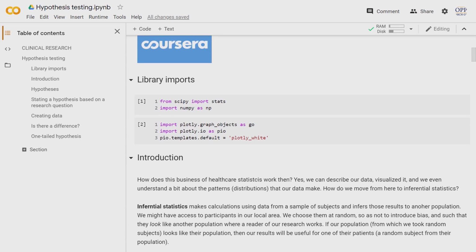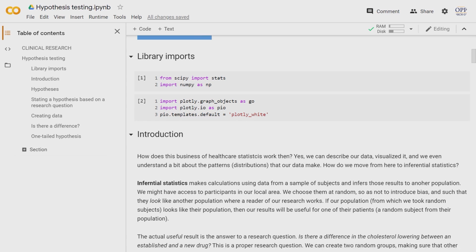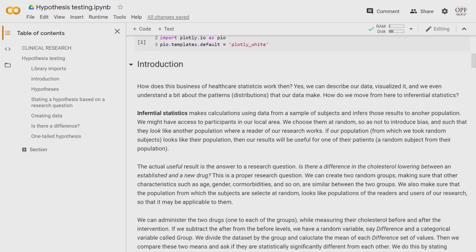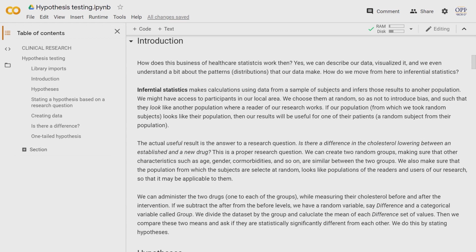So I've imported a couple of libraries there. From the SciPy library, we've imported the stats module and we've imported the whole of numerical Python as np. And then as per usual, we've got our plotly graph objects and plotly.io. And I've just expressed the default there as plotly white so that we have nice white plots. So this is all about inferential statistics.